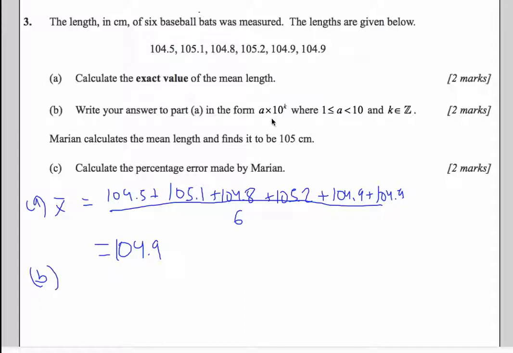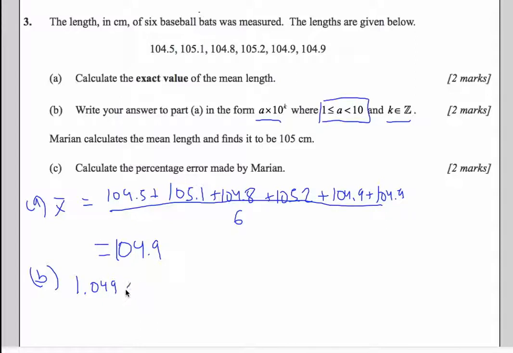Okay, write your answer in part A in form A times 10 to the power of K, where A is between 1 and 10, and K is an integer. That's a fancy way of saying put it into scientific notation, or standard form, as they call it in the IB. Okay, so we take this number, and to write that in standard form, it needs to be 1.049. Okay, the decimal has to be after the first digit here, because A has to be between 1 and 10.